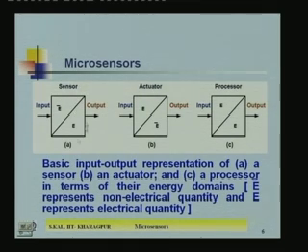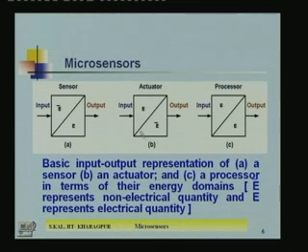Now, the microsensors. If you look into the building block of a microsensor, here you see sensors, input and output, there are 2 parts. Here you can see E is one form of energy, E bar is another form of energy. E bar represents the non-electrical quantity and E represents the electrical quantity. So, the sensor basically converts the non-electrical quantity into its electrical quantity. Then another block is the actuator. The actuator input is electrical again and output may be non-electrical.